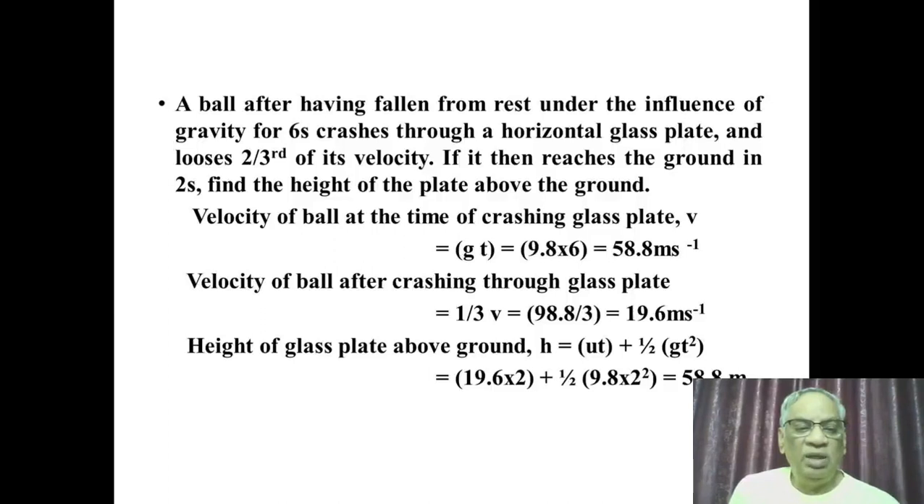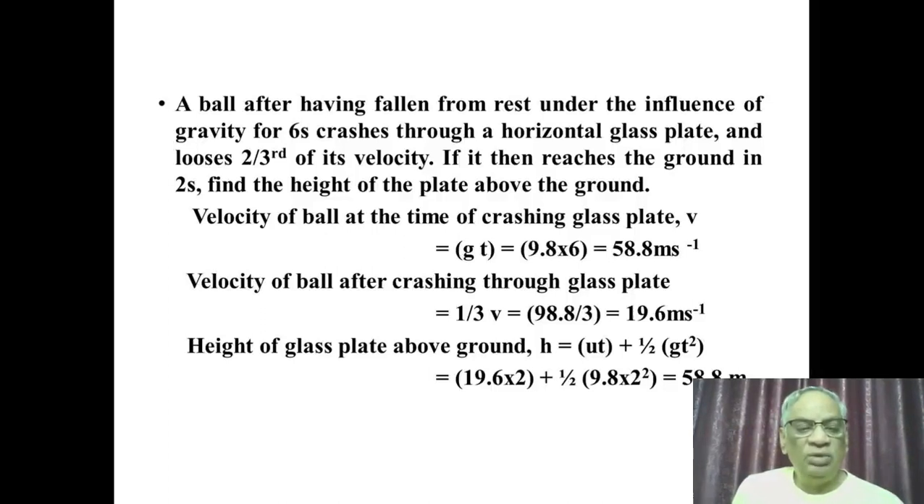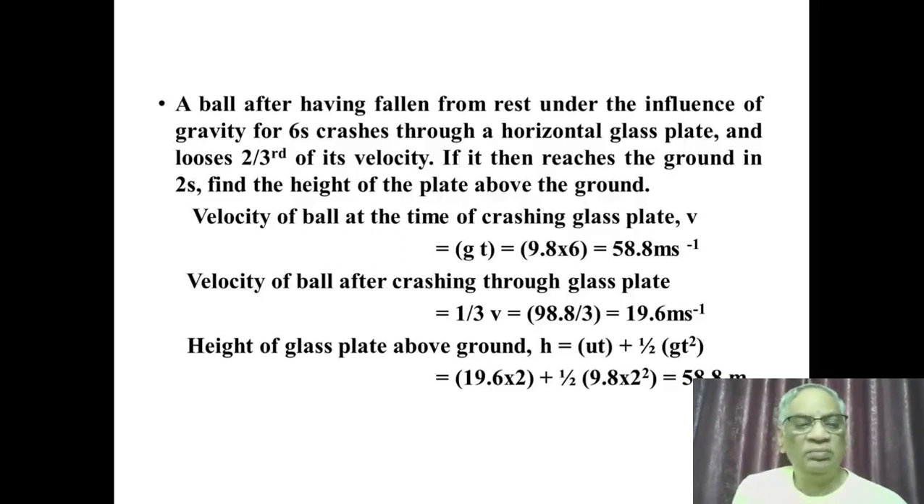So the velocity of the ball at the time of crashing the glass plate is, because it is freely falling, v is equal to u plus gt. So with u being 0, v is gt, that is 58.8 meters per second, which becomes one-third because two-thirds is lost. So the velocity of the ball after crashing through the glass plate is one-third of v, that is 19.6 meters per second. So the height of the glass plate is h is equal to ut plus half gt square, that is 19.6 into 2 plus half into g into 2 square, that is 58.8 meters.